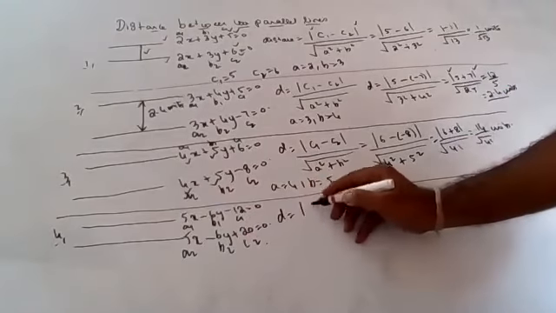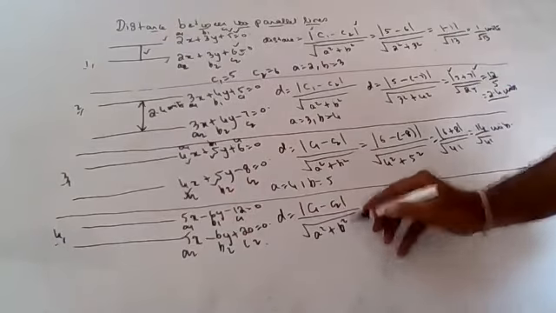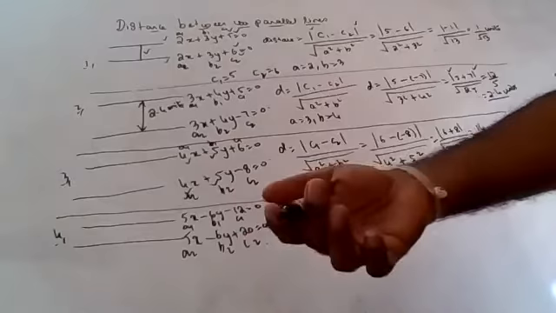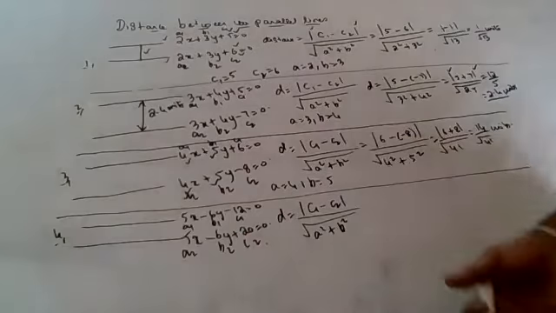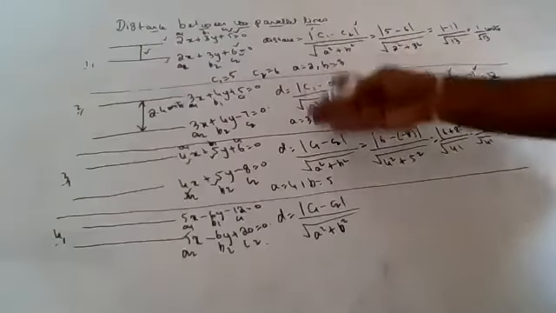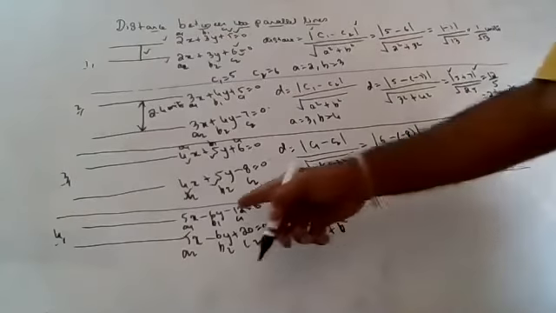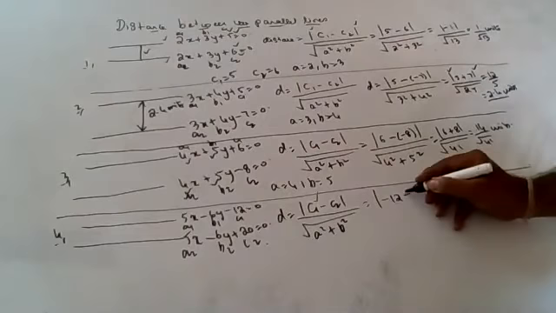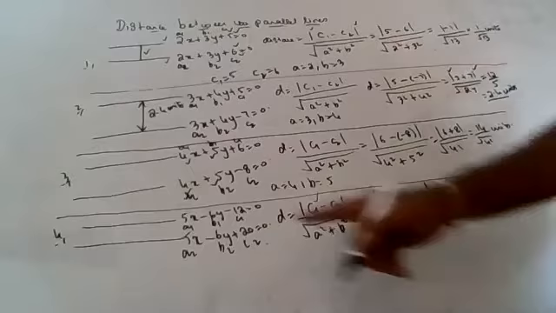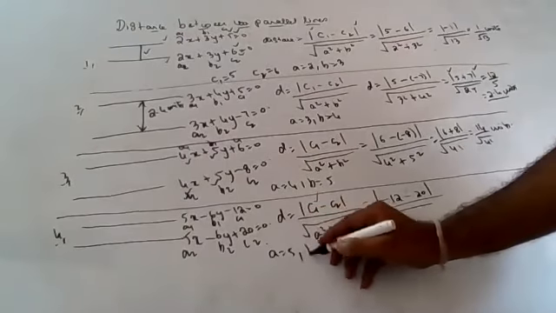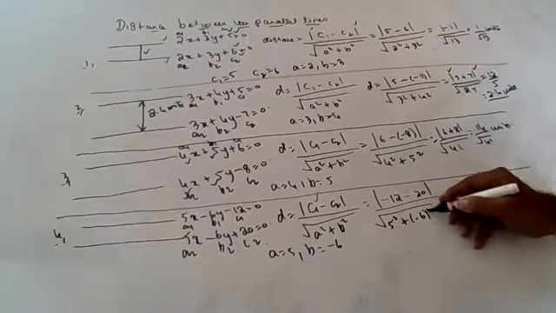So what is the distance formula, children? Modulus of C1 minus C2 by root of A square. Without writing the formula, never do the sum. The more times you write the formula, the more practice you will get and you will not forget, children. Rather than memorizing the formula, keep writing it in every sum so that it becomes practice for you. So what is C1, children? Minus 12. What is C2? Minus 20. What are A and B in both cases? A is 5, B is minus 6. So 5 square plus minus 6 whole square.